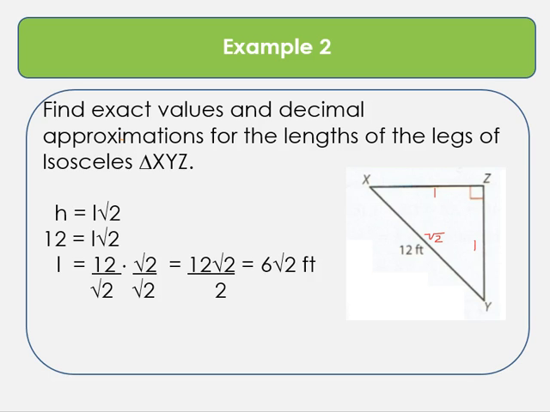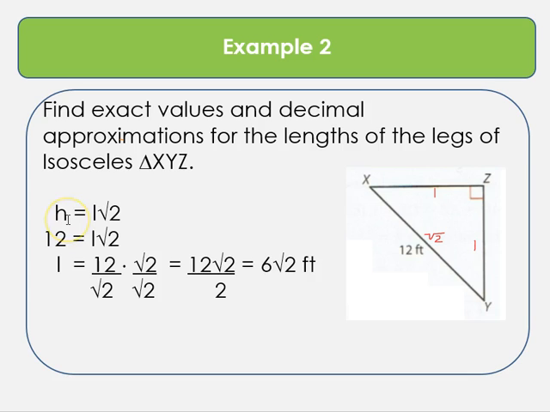Example 2. We have another 45-45-90 triangle. So I've gone ahead and written in the ratios. And in this one, we don't know the short and long side lengths, but we do know the hypotenuse. So find the exact values and the decimal approximation for the lengths of the legs.